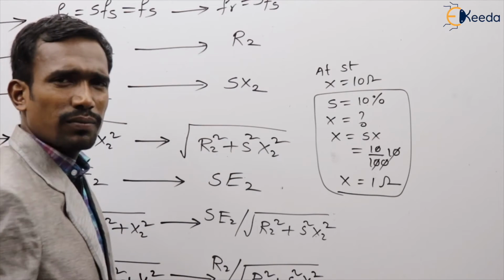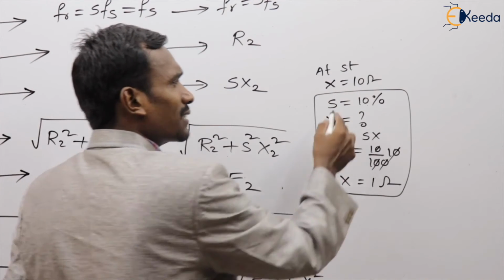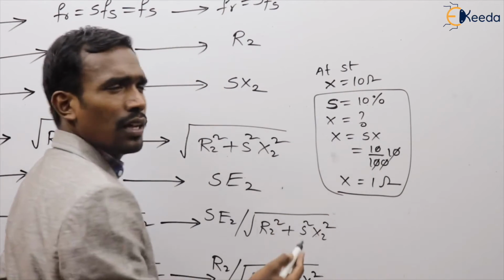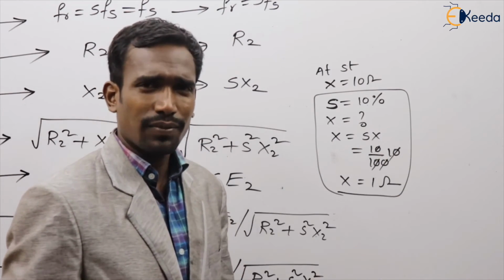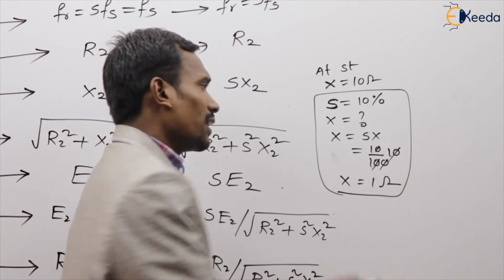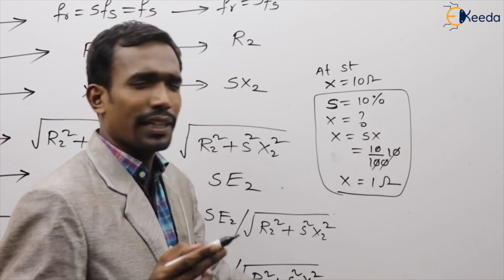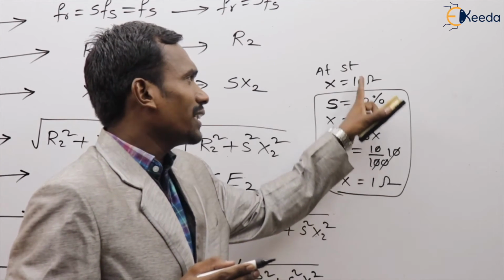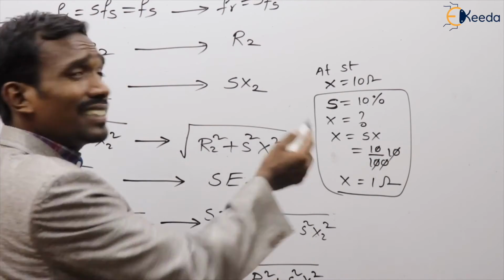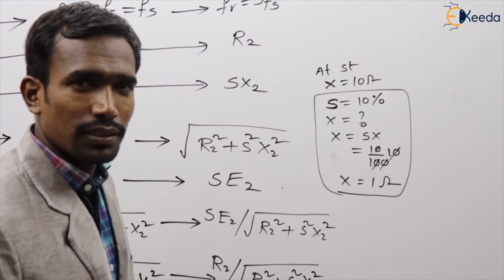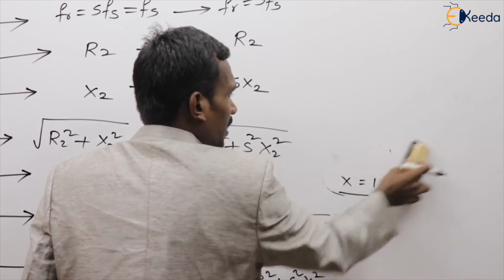It's a very simple question. At standstill condition, X value 10 ohms. My motor is running at slip of 10%. Then what is rotor reactance? Rotor reactance is equal to S into X. What is S? They given 10%, that is 10 divided by 100. S into X, what is X value? 10. 10 by 100 into 10 is nothing but 1 ohm. Like that they are asking the questions in competitive exams. These are the different questions they are asking in competitive exams.